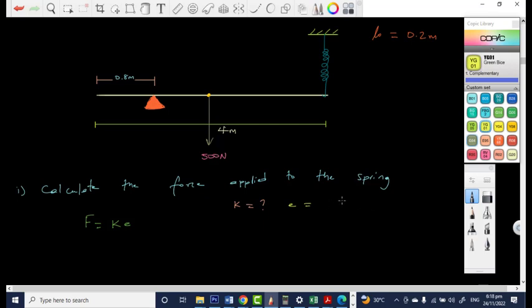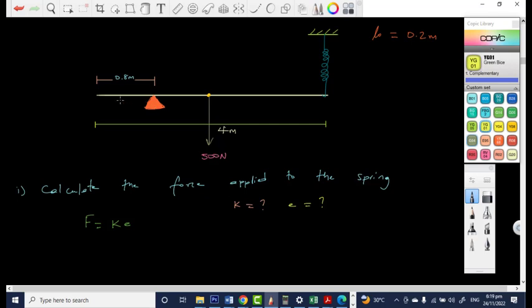E is the extension of the spring. Do we know the extension? No, we do not. So this is also unknown.